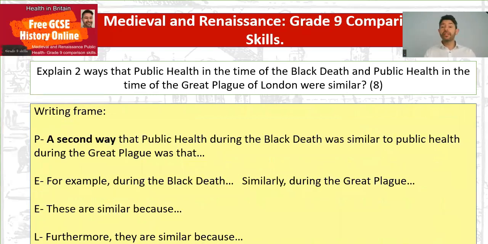So now over to you. Give a go at the second idea we had in our table earlier. Ideas of miasma, perhaps. You could maybe explain how miasma was a similar theory in both times. Here we go, explaining a second paragraph.